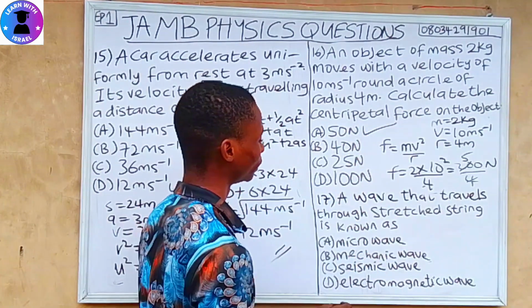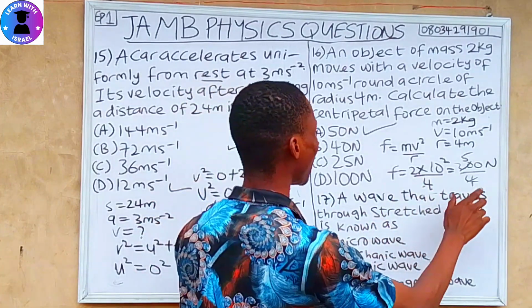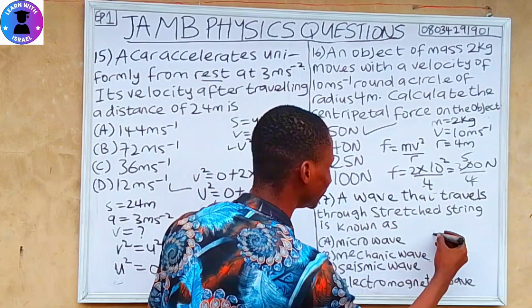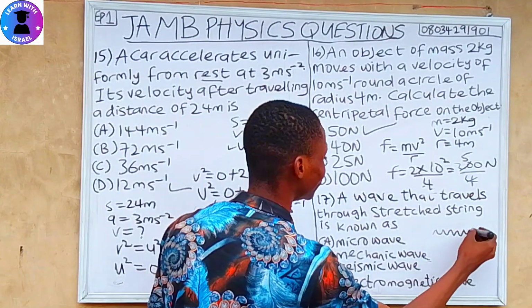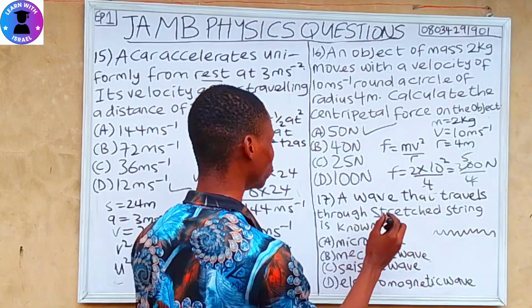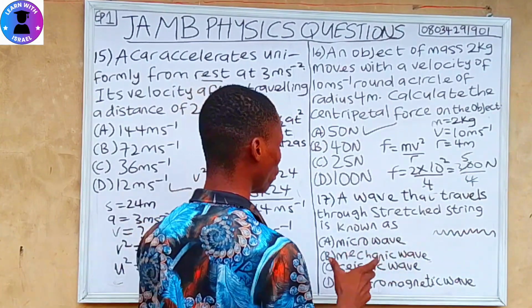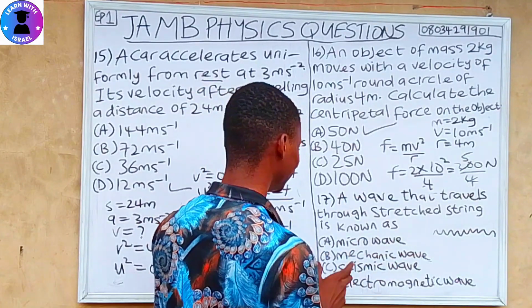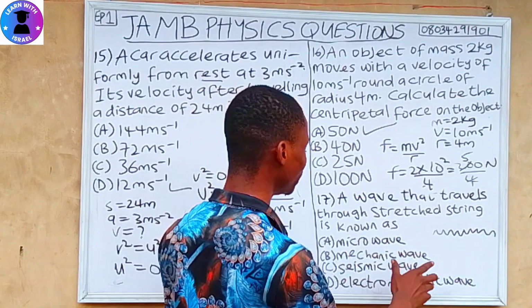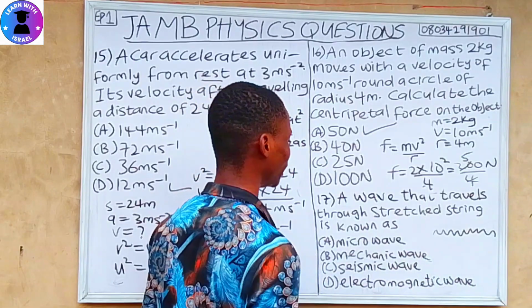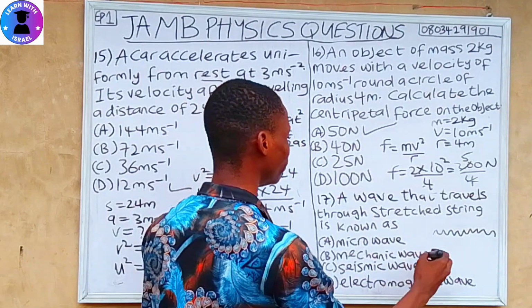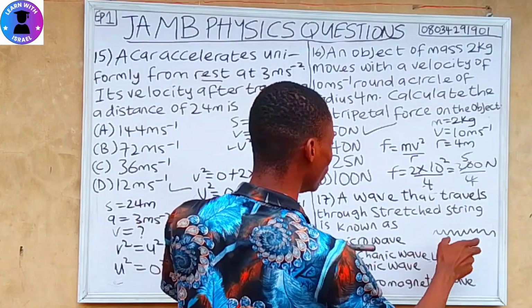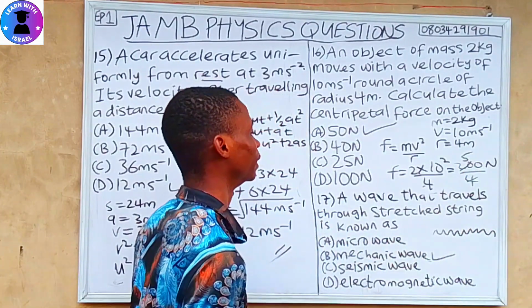Let's check question 17. A wave that travels through a stretched string is known as A, microwave, B, mechanical wave, C, seismic wave, D, electromagnetic wave. So the correct answer is mechanical wave. It travels through a stretched string.